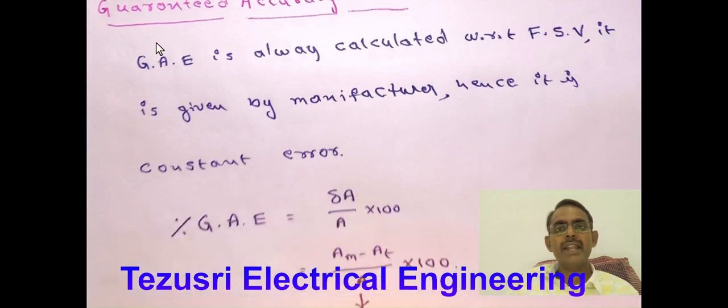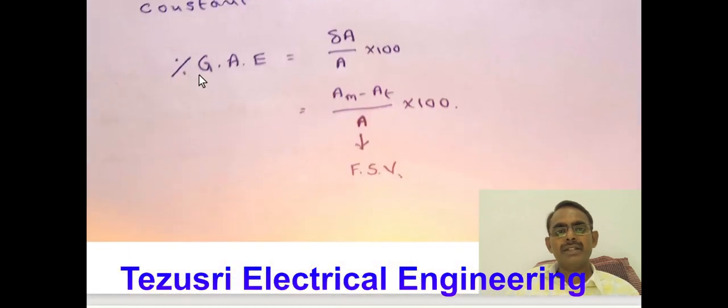Next, guaranteed accuracy error. This guaranteed accuracy error is always specified in terms of full scale value. It is given by the manufacturer, hence it is a constant error. Percentage of guaranteed accuracy error equals absolute error by full scale value into 100, that is, (measured quantity minus true value) by full scale value into 100.